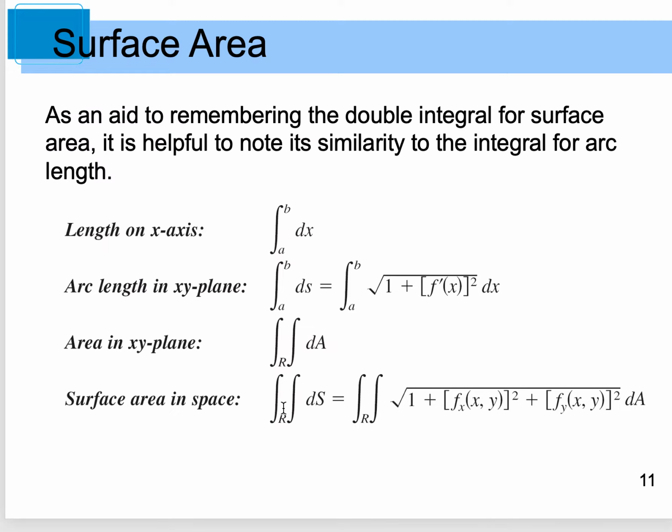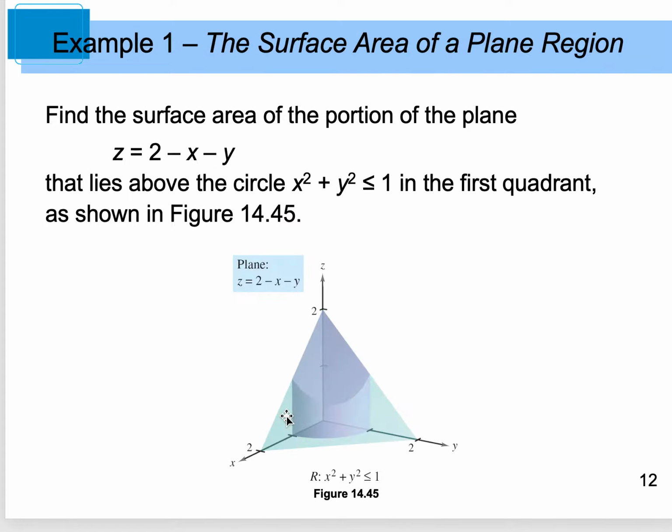So an aid to help you remember this is that if I'm looking for arc length, this would be the formula I would use here. Area in the plane would be the double integral I would use here. So this is from Calc 1. And then surface area is the new piece that we're extending into 3 dimensions right now.